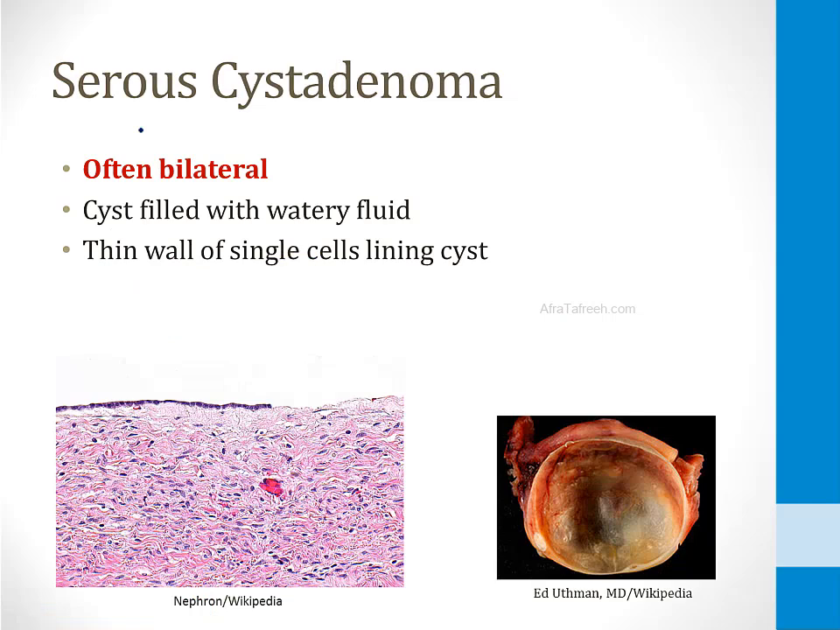Let's start by talking about the serous subtype. The benign version of the serous subtype is called a serous cystadenoma. The malignant version is called a serous cystadenocarcinoma.